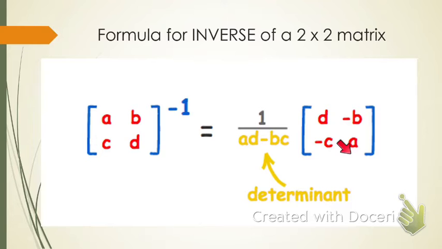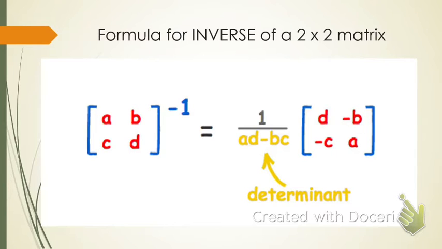And then over here, let's notice what happens. The first thing that happens is these two switch. So these two do a flip-flop. So we have to flip-flop these two numbers. And then we change the sign of my B and C.